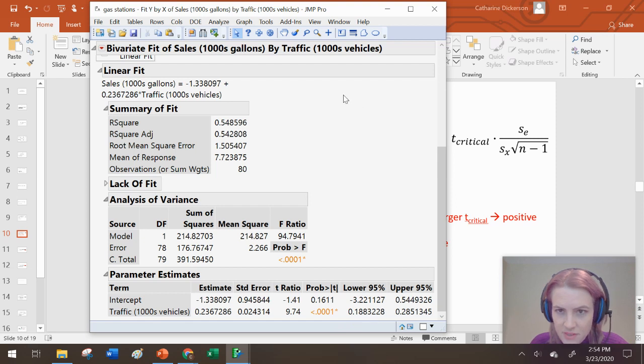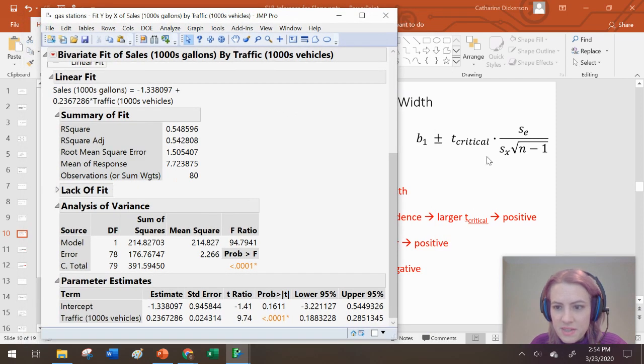And then to get the interval endpoints, if you did this entire calculation, the lower would be, if you subtract, on the low end, we come up with an estimate of 0.188. And on the high end, we have an estimate of 0.285. So we're 95% sure that the true population slope lies between those two numbers.